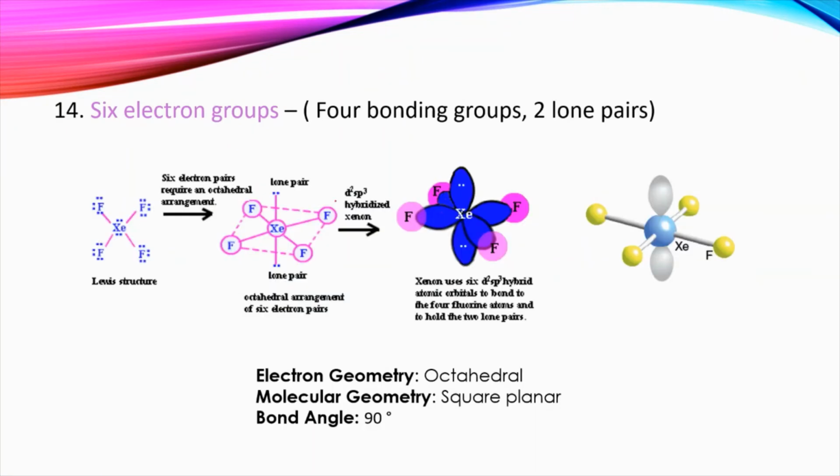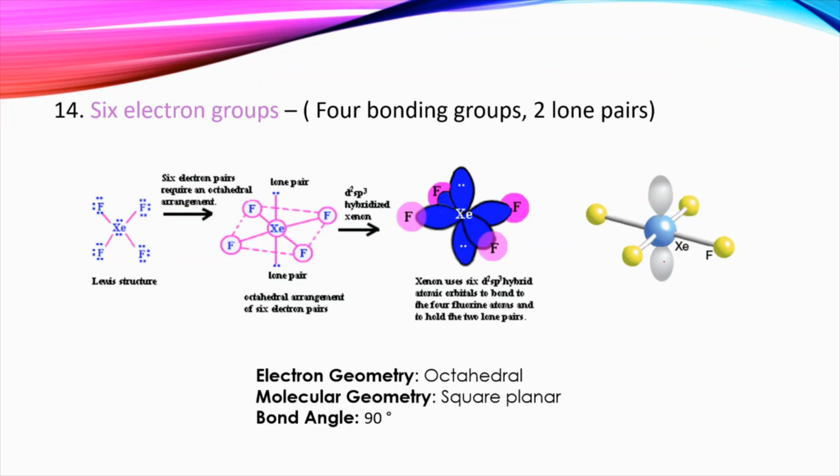All right, so this might be the last one. The next one is 6 electron groups. You have 4 bonding groups out of the 6 and 2 lone pairs. So if you make the central atom have the lone pairs over here, right? That's how the Lewis structure will work out.